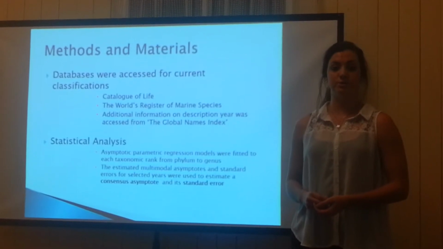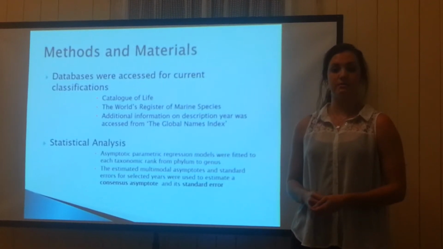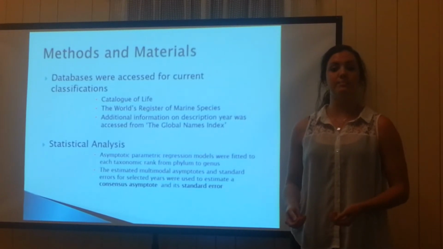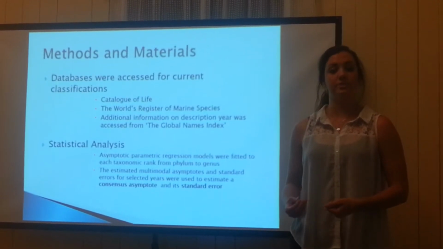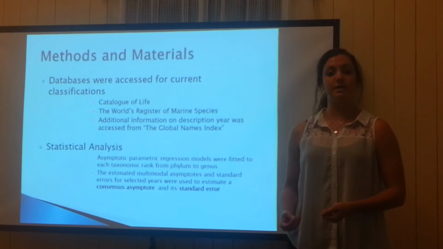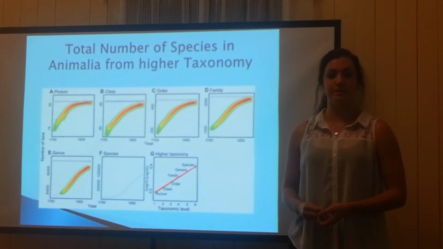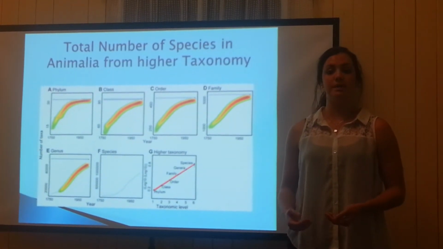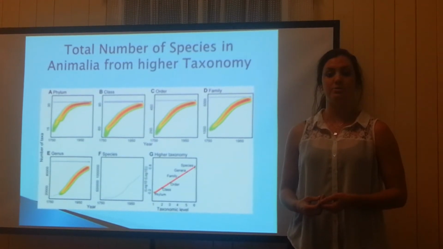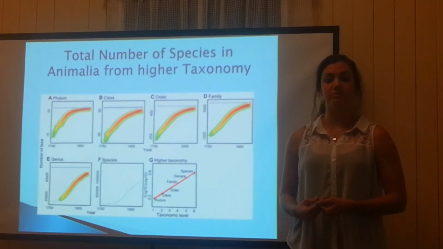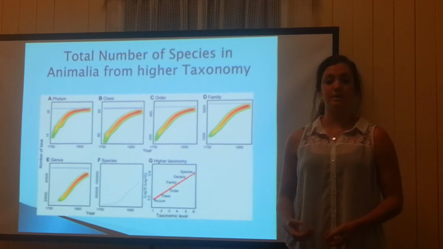This was done to ensure that recent discoveries and descriptions of species that have not yet been entered into the database were excluded, creating artificial information. After compiling information on the discovered species, Mora and her co-workers then fitted 6 asymptotic parametric regression models for each taxonomic rank to account for the species that are yet to be discovered.